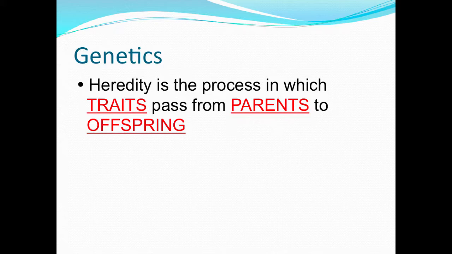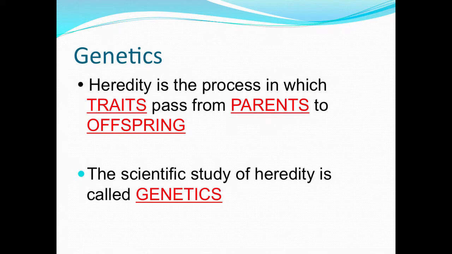Heredity is the process in which traits pass from parents to offspring. So definitely write this definition down in your C notes. Heredity is the process of traits that pass from the parents to their offspring. So from your parents to the child, you get traits. The scientific study of heredity is called genetics. So the fact that we are going to be studying how traits are getting passed from one offspring to another, from one generation to another, is going to be called genetics. But to understand that, you need to understand what a trait is.